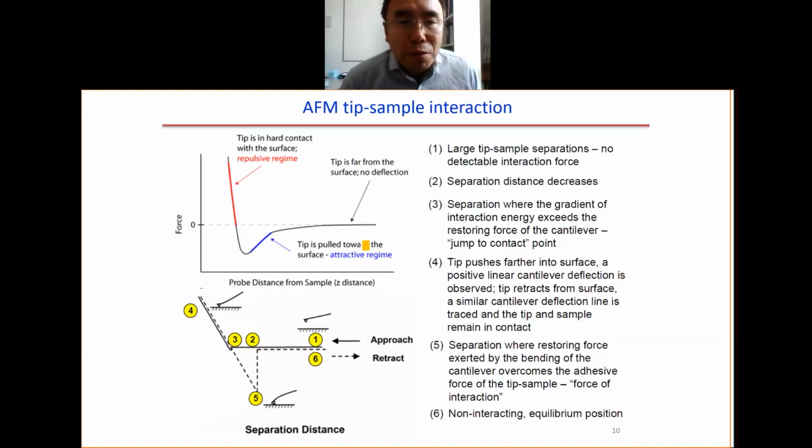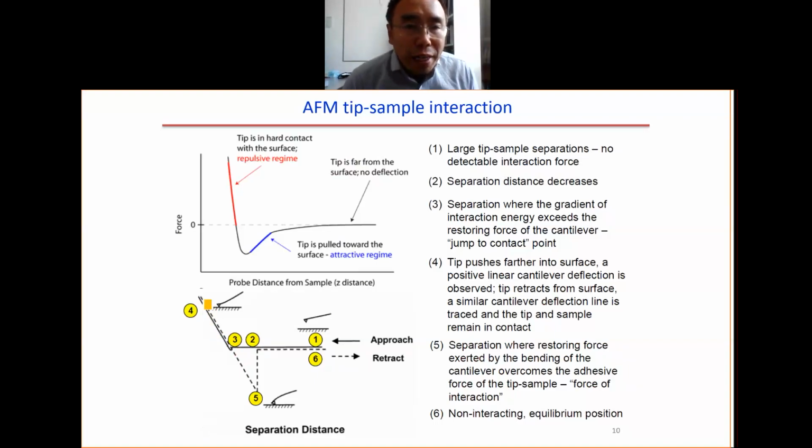This is the force curve. So far away, there is no force, and then you have this attractive force. When you touch the surface, it becomes a repulsive force. So you see 1 to 2. Then you have a small jump, because at this moment the attractive force can overcome the cantilever bending force. Small jump.